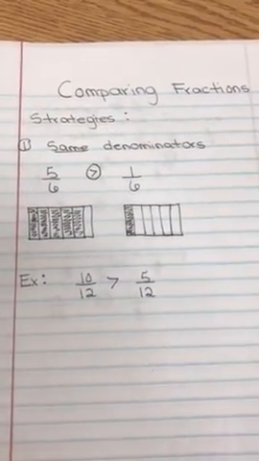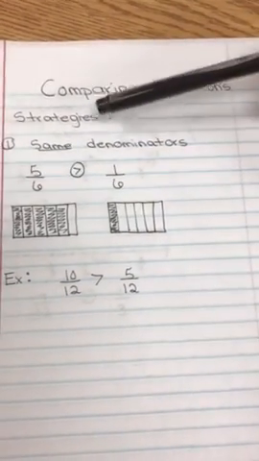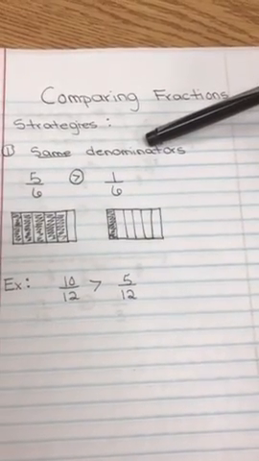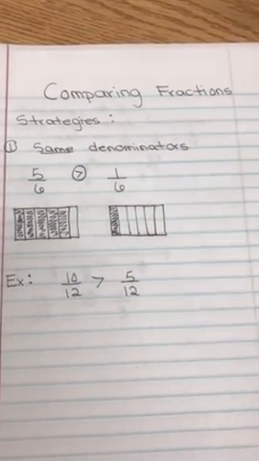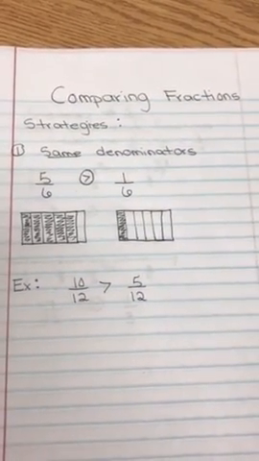So there's three strategies I'm going to show. The first one is the easiest one, and that is when you have two fractions that have the same denominator. Because ultimately, we would like the fractions to have the same whole, because it's easier to compare when they do.